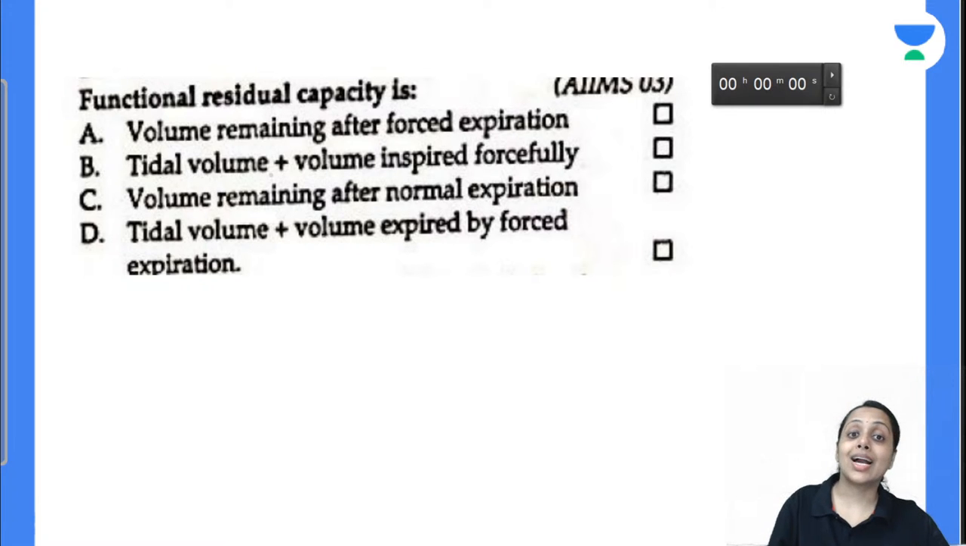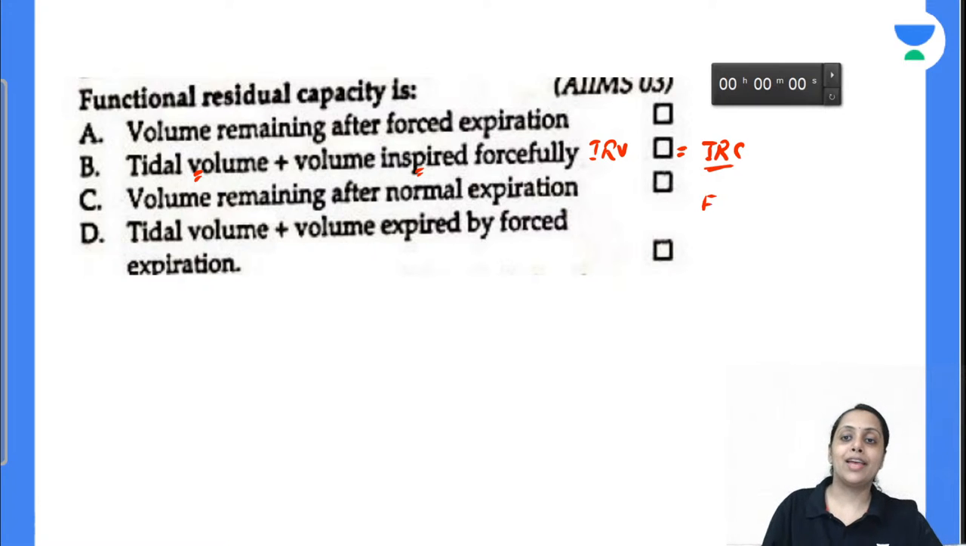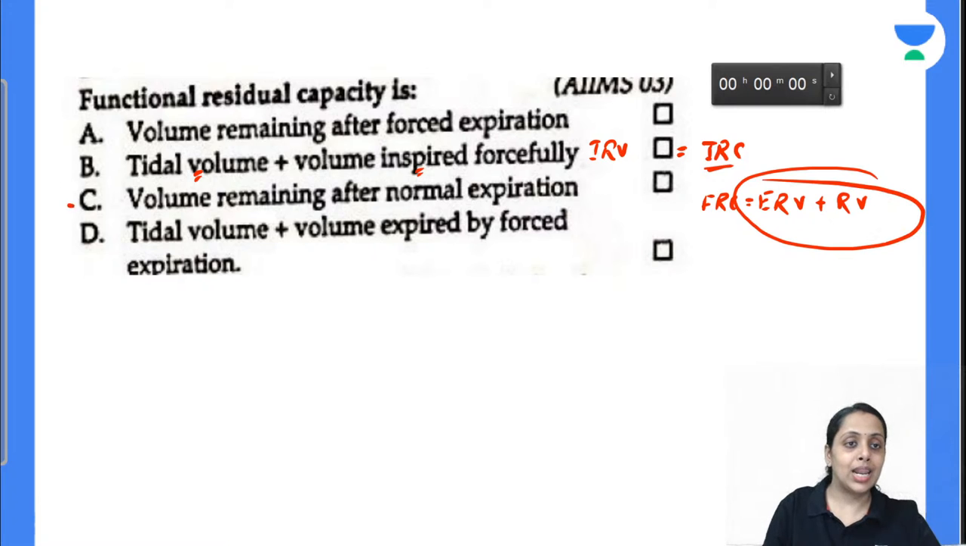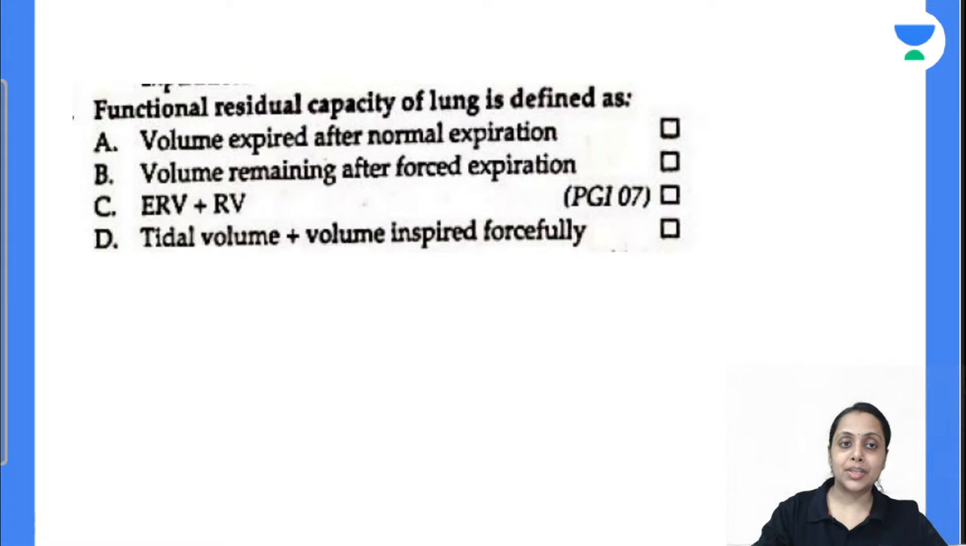Not B. Tidal volume plus volume inspired forcefully is the inspiratory reserve volume, not the FRC. FRC kya hota hai? FRC is our expiratory reserve volume plus our residual volume. So this is the volume that is remaining in our lung after normal expiration. So the answer is C.